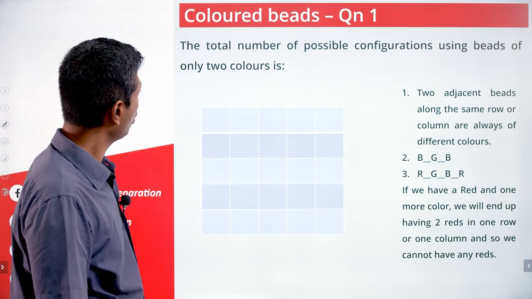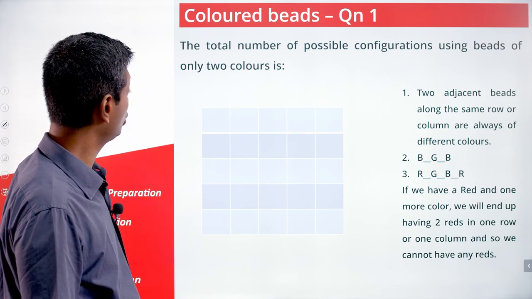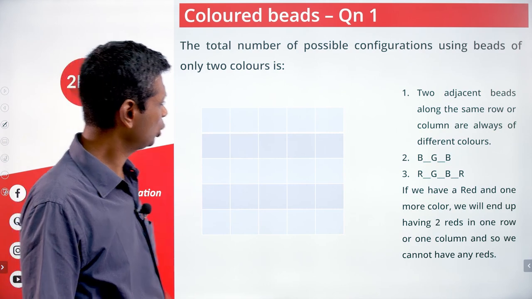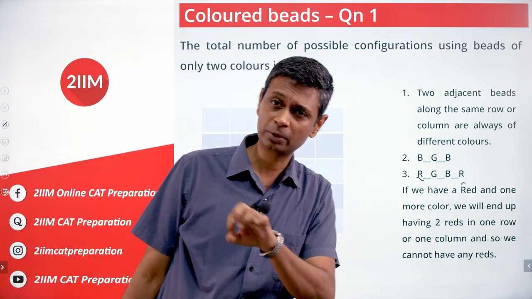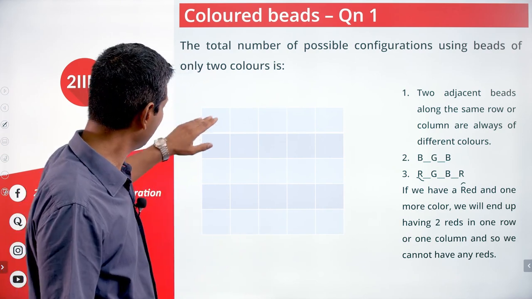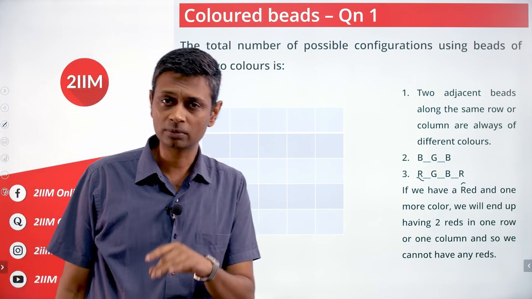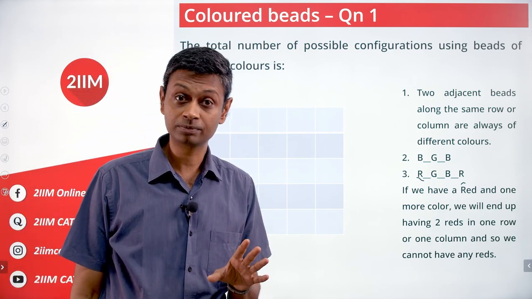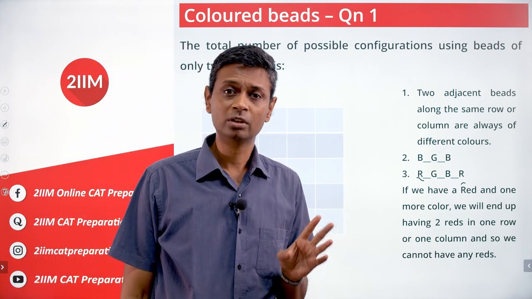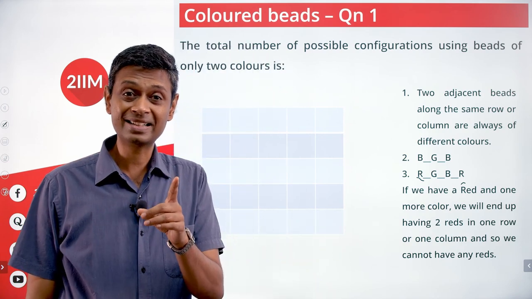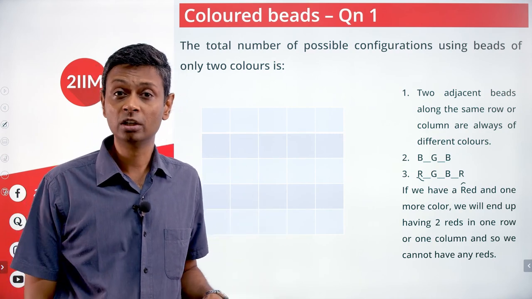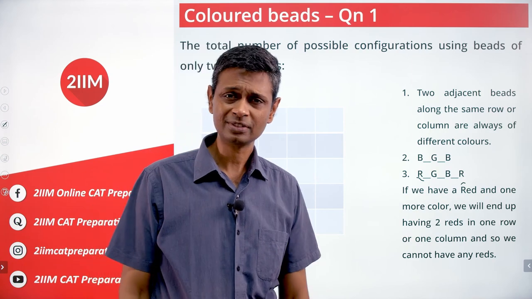Questions now, straight away. The total number of possible configurations using beads of only two colors. Only two colors. But think about this. If you have two reds, there has to be a blue and a green in between. So if you put red in, you can either put only one red in any row and any column, or if you put two reds, blue and green have to come in. And we cannot have a scenario with only red and green, or only red and blue. Impossible. Because if you have only red and green, there are never two reds in the same row or same column, which is impossible. We can squeeze in maybe 7 or 8, but the remaining cannot be greens. So red is out. This simplifies the question.